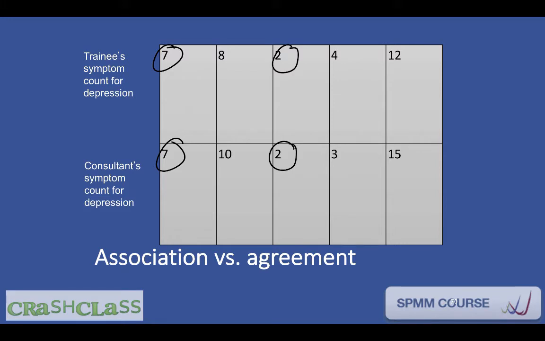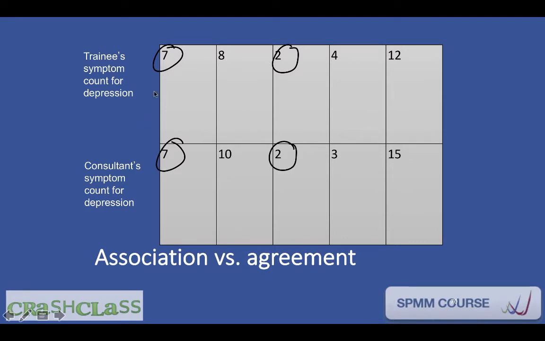Let's say I'm a consultant and I have a trainee with me, and we have 5 consecutive patients coming to our clinic, one after the other, and we are using a scale to see how many symptoms these patients are endorsing. For patient A, my trainee scores 7 items and I score 7. Second patient, my trainee scores 8, I score 10. She scores 2, I score 2. She scores 4, I score 3. She scores 12, I score 15.